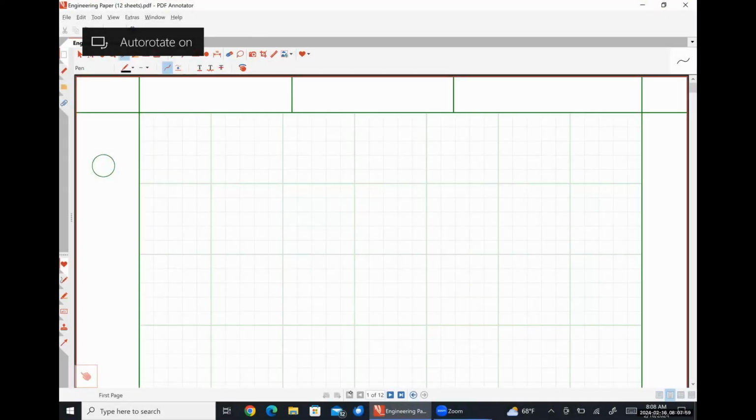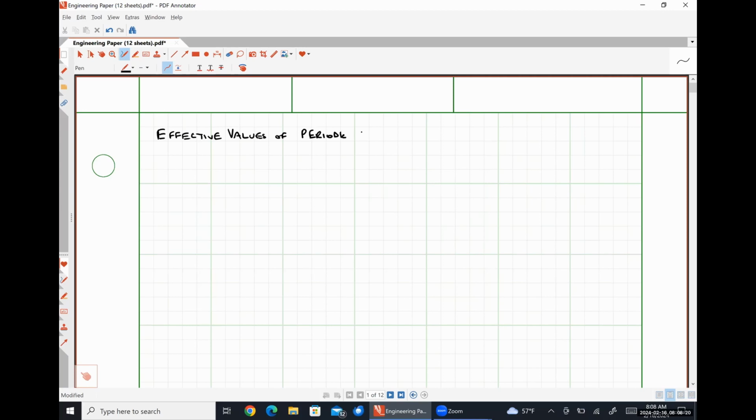So as I said, we're going to start by talking about effective values for periodic signals. Please, my handwriting is worse than normal.